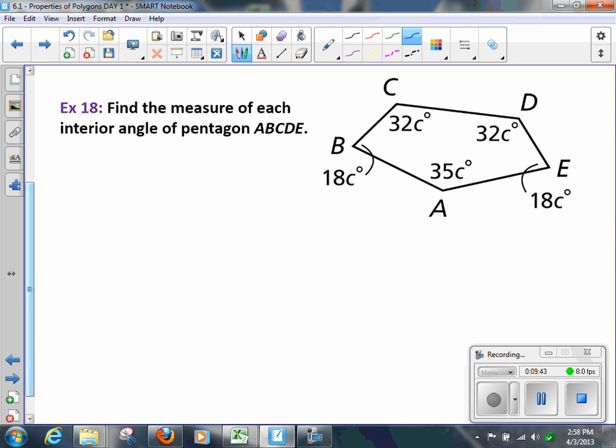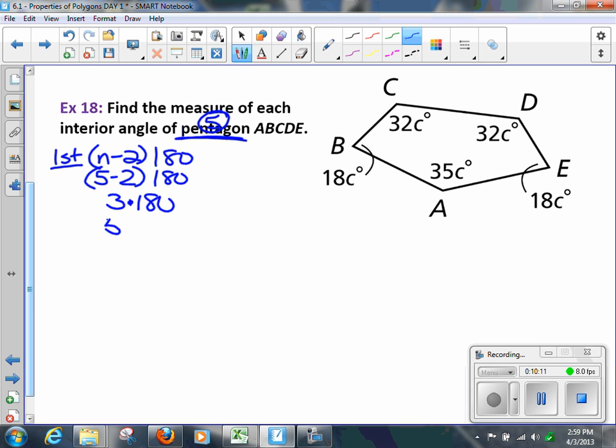Find the measure of each interior angle of a pentagon. Pentagon's how many sides? 5 sides. All right. Do I know the sum of the interior angles of a pentagon? How do I figure it out? That's exactly right. N minus 2, which is 5 minus 2, which is 3 times 180, which is 540, right? That's the first thing I have to do.